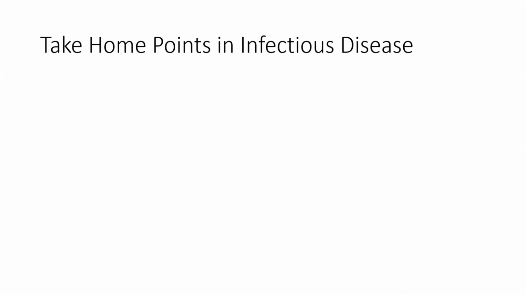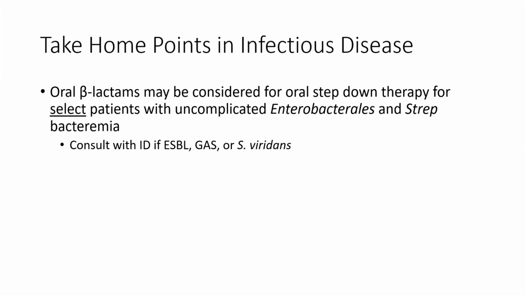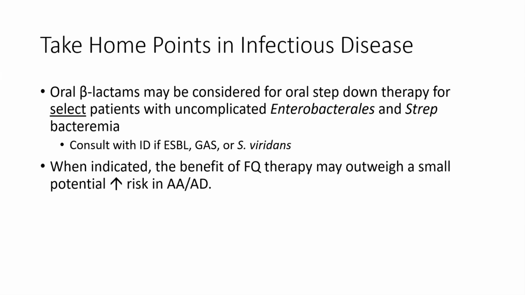All right, so let's conclude the infectious disease section and talk about the take-home points. Oral beta-lactam therapy can be considered for step-down in therapy in select patients with uncomplicated Enterobacterales and Strep bacteremia. But consult with ID if it's ESBL organisms, Group A strep or Strep viridans. When indicated, the benefit of fluoroquinolone therapy may outweigh a small potential risk in aortic aneurysm and dissections.